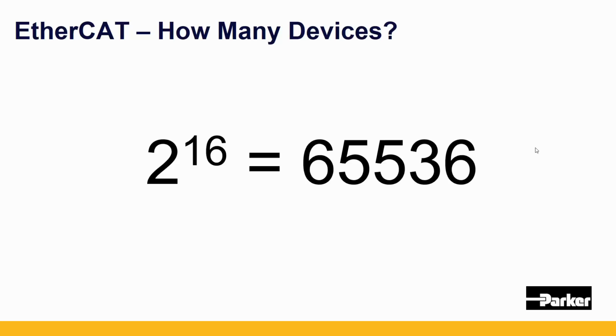And in case you want to do the math, that's 65,536 possible devices that you can have on a single EtherCAT network. So have we had 200 plus axes controlled by a single PAC? The answer is yes, absolutely.